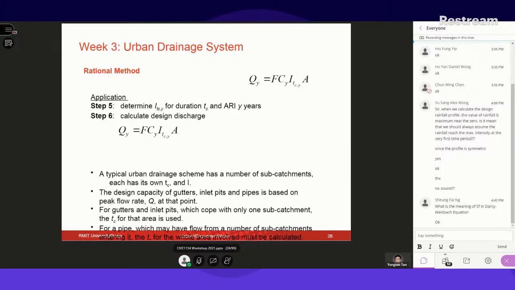Now step 5, we determine I, the rainfall intensity. For the rational method, we normally determine the rainfall intensity from the IDF curve. We know the time of concentration, for example 10 minutes, and the ARI, for example 2 years. So we can get the intensity.